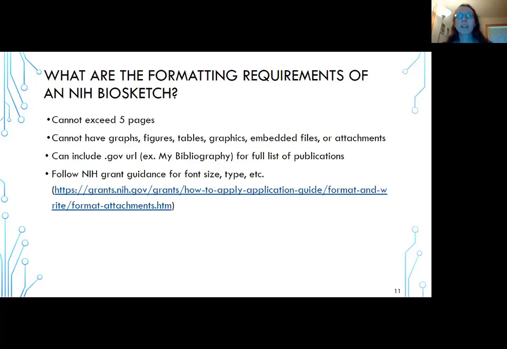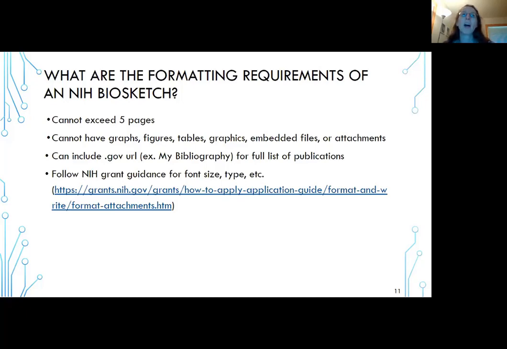Because in the different components where you can include citations, you're very limited in the number that you can include, some people want to include a full list of their publications. And so the NIH provides an opportunity to do that. It is basically just by providing a URL to that full list. And it does have to be a .gov URL. And you can do this using My Bibliography, which I will be mentioning in a moment a little bit more about.